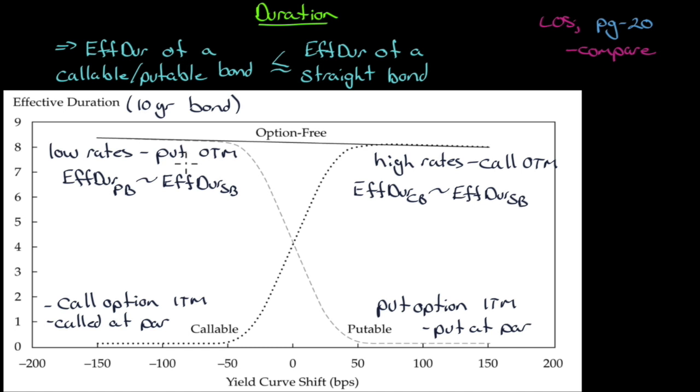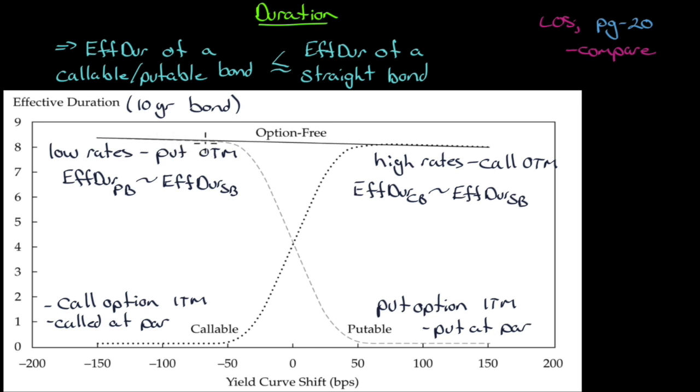So if you're not going to put the bond, think about doing it in your tree as you're moving backwards in your tree. If you never put the bond, you will eventually arrive at a price for that bond that's equal to the price of the straight bond, or pretty close to it. At low rates, the put is out of the money, so the effective duration of the puttable bond is pretty much the same as the effective duration of a straight bond at low rates.